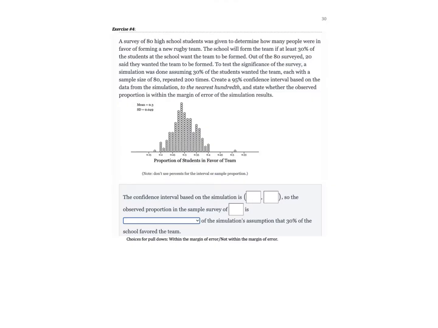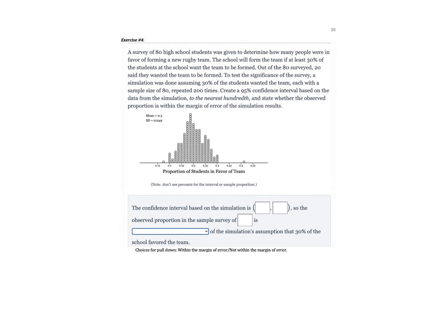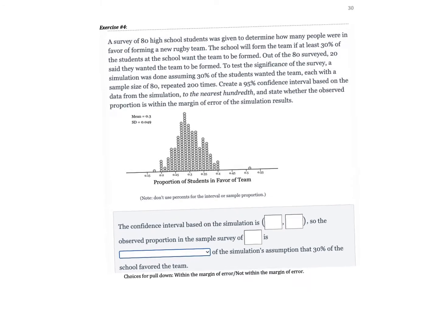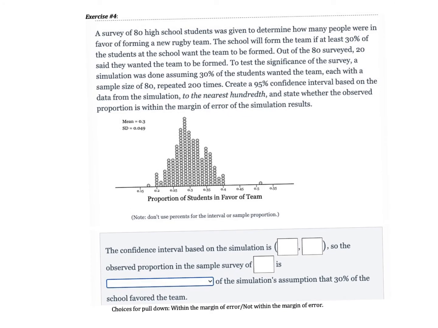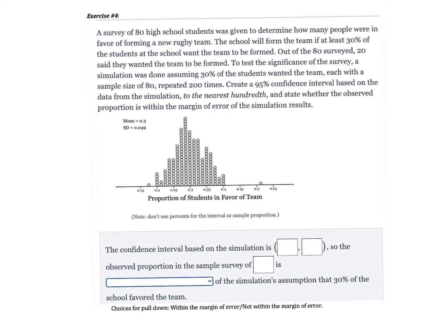Looking at the next page, these are actually the questions that show up on Delta Math, which is going to be our homework. So they're similar. The last three were from different Regents exams. So this one says a survey of 80 high school students was given to determine how many people were in favor of forming a new rugby team. The school will form the team if at least 30% of the students at the school want the team to be formed. Now, in their survey, they surveyed 80 people, so that's their sample.